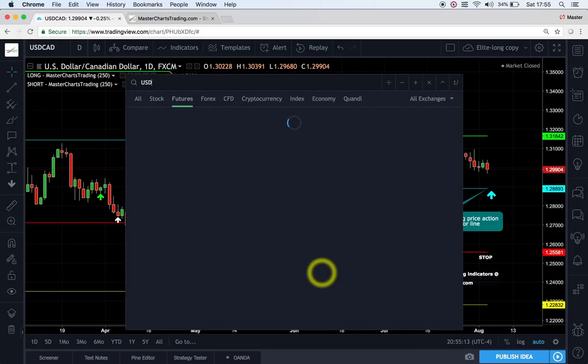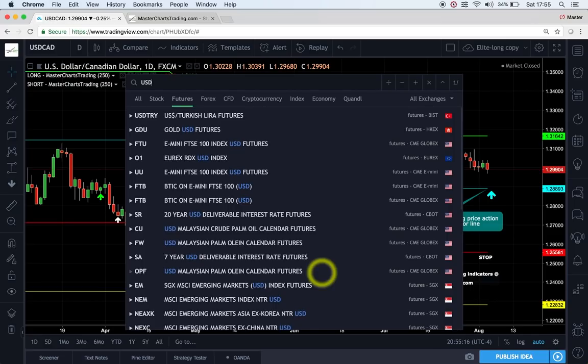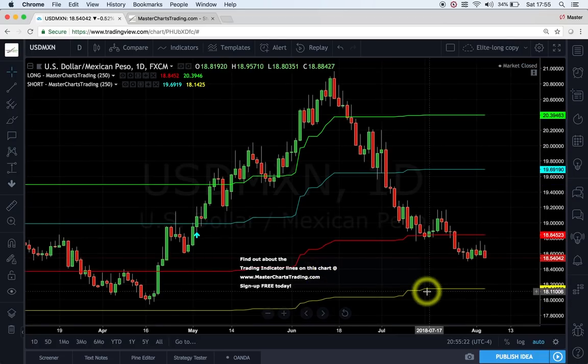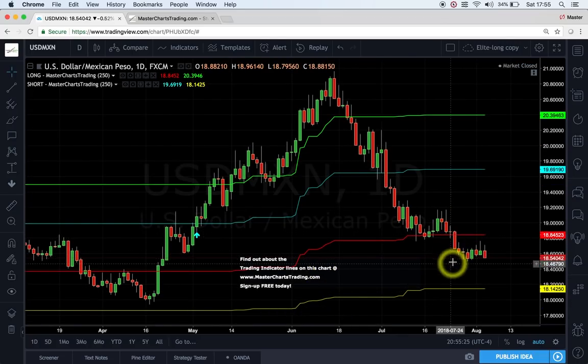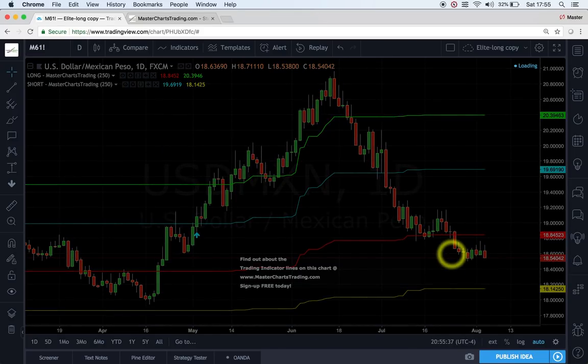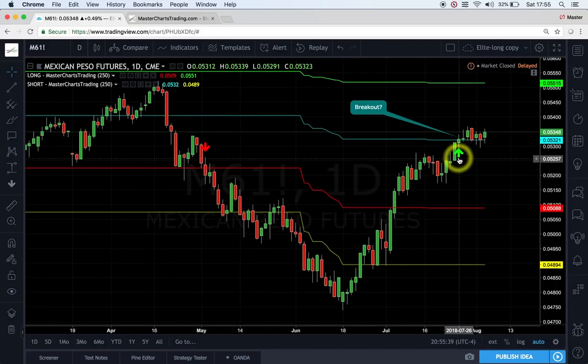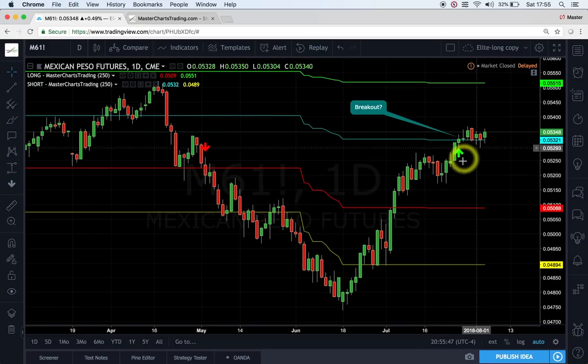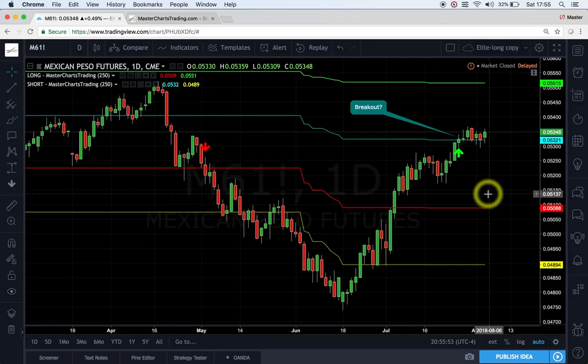US dollar versus, let me see, Canadian dollar, Mexican peso briefly. Strange action here. Looks like Mexican peso is winning currently. Possibly a breakout here. Even if we look at the futures, Mexican peso futures, there could be a breakout. The weird part is this is one of the only currencies that are breaking out against the US dollar. So I'm not exactly sure what is going on there.